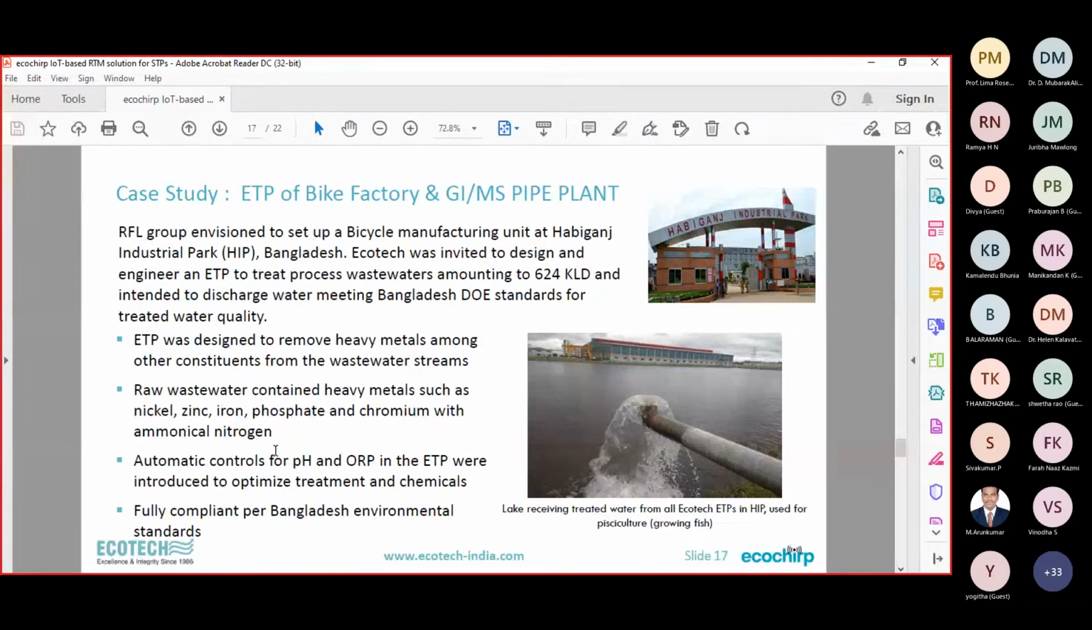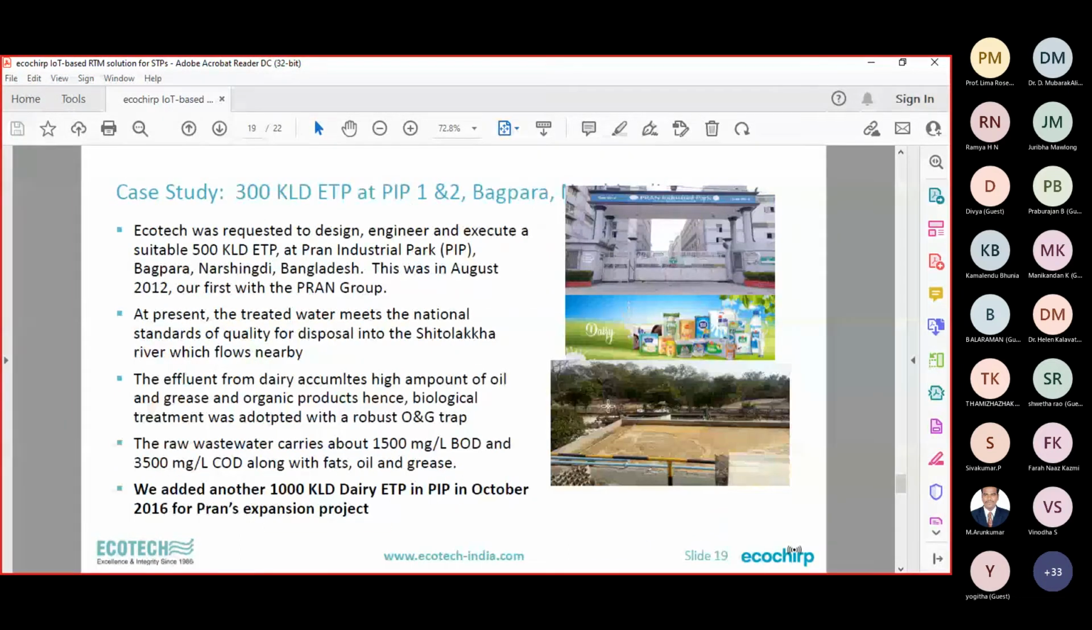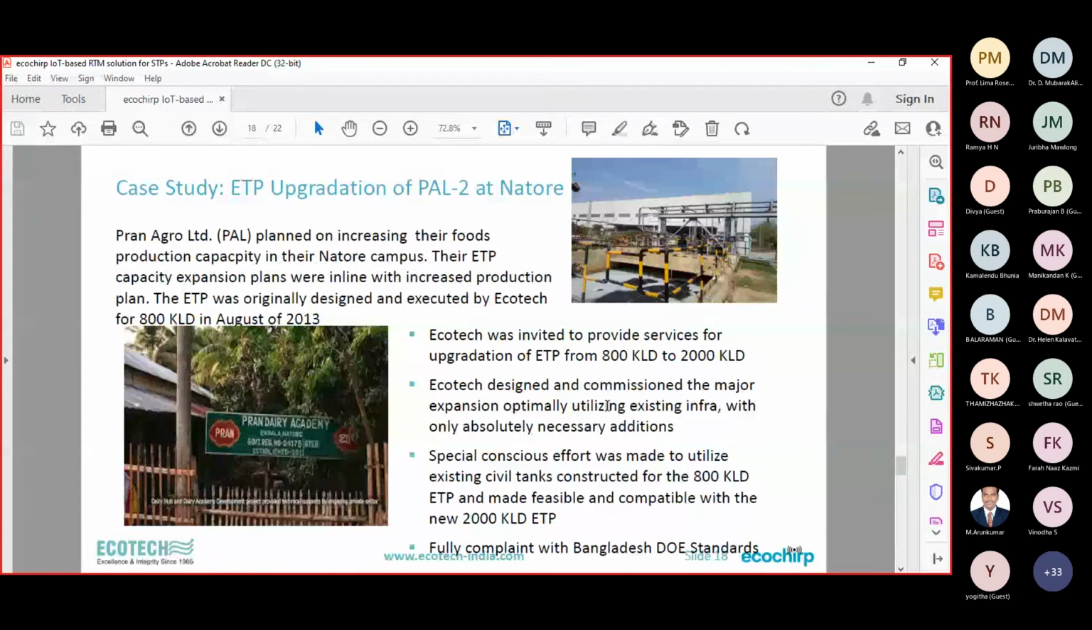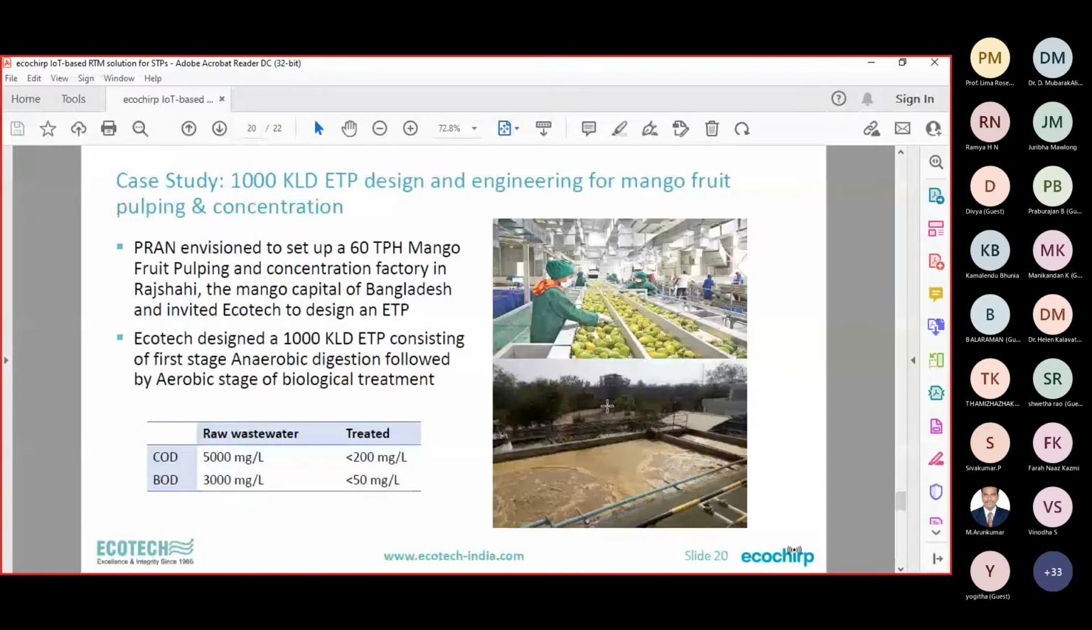So automatic controls, even there is a nickel electroplating wastewater as well in this industrial park, where we remove nickel, zinc, iron, phosphate, chromium with ammoniacal nitrogen. Automatic controls for pH and oxidation reduction potential in the ETP. And this is the quality of water. This is used in pisciculture, in fact. So just wanted to show you that.